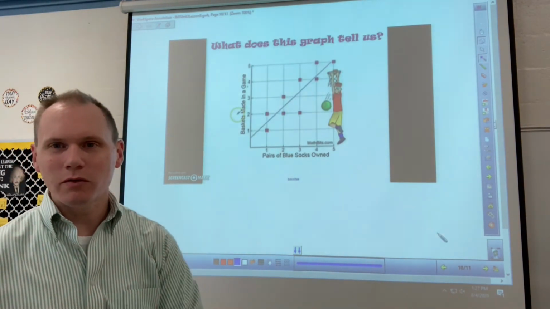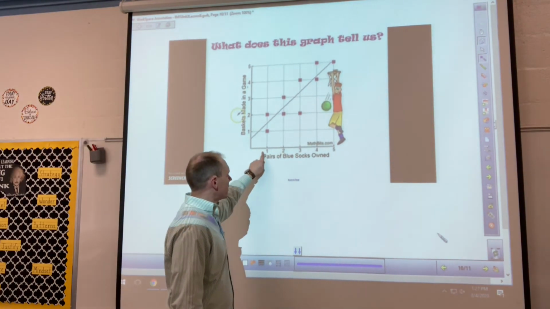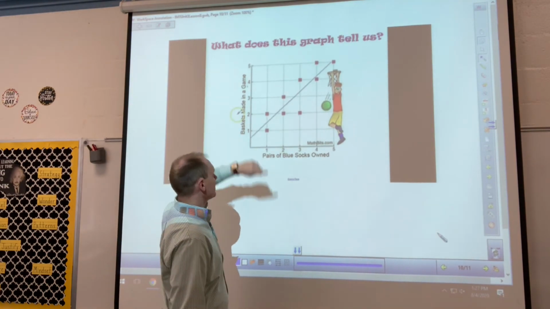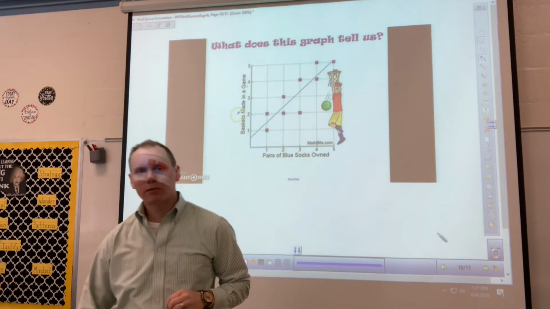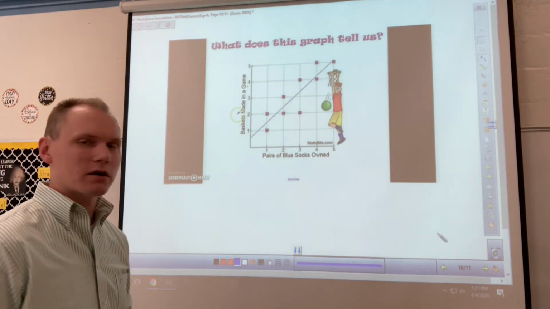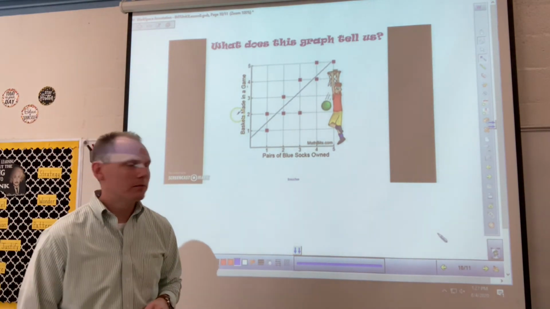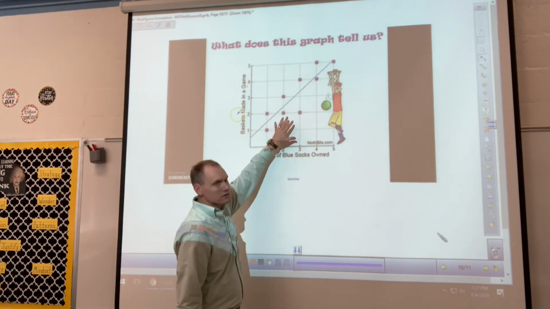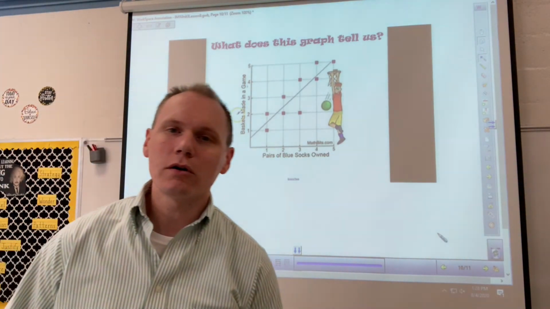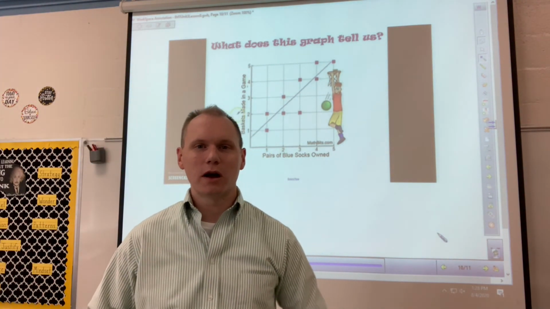To bring home the point even more, we have along the x-axis here the number of pairs of blue socks owned and the baskets made in a game. Okay? Looks like the number of baskets made in a game increased as the number of pairs of blue socks owned increased. Does that mean the number of socks owned caused the number of baskets to increase? I think not, right? There are all kinds of things out there that show that two things are correlated, but it's obvious that they're not causing it.